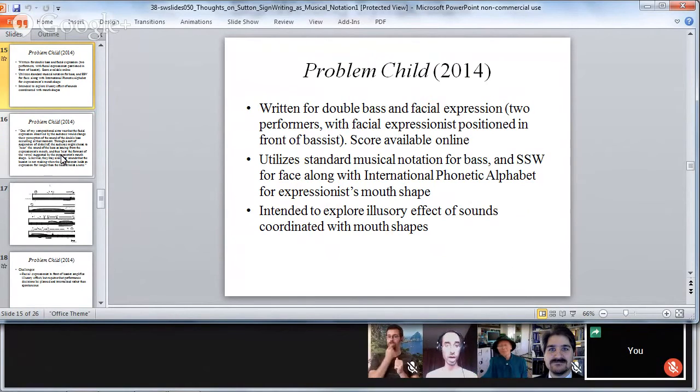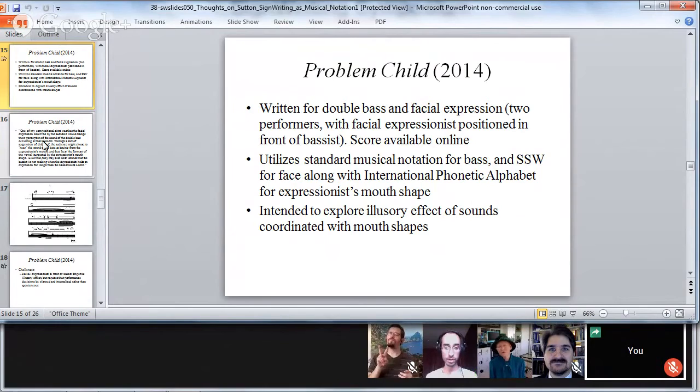So I used Sutton SignWriting in conjunction with standard musical notation for the bassist, as well as the International Phonetic Alphabet. I exploit one of the vaguely defined features of Sutton SignWriting, which is mouth shape, in order to specify exactly what I want the mouth to look like, so that I can write for a person that they should have a half-open smile, and then write a particular IPA symbol indicating what vowel it should look like their mouth is making.